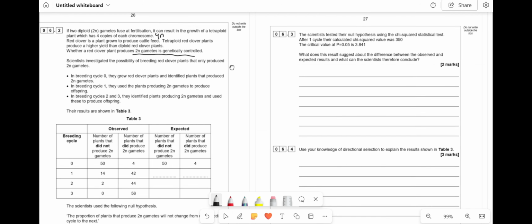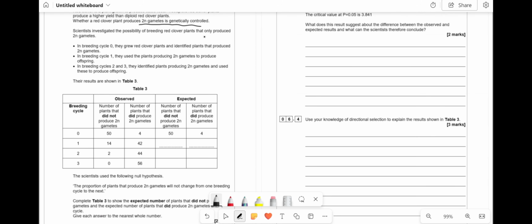Okay, this will be interesting. So what they did is they investigated the possibility of breeding red clover plants that only produce 2n gametes. In breeding cycle 0, they identified 2n gametes. In breeding cycle 1, they used the gamete-producing plants to make offspring. So they did 2n and 2n. In this case, they just grew red clover and picked out the ones that have 2n. In breeding cycles 2 and 3, they then looked at which ones had 2n gametes and then did 2n x 2n again.